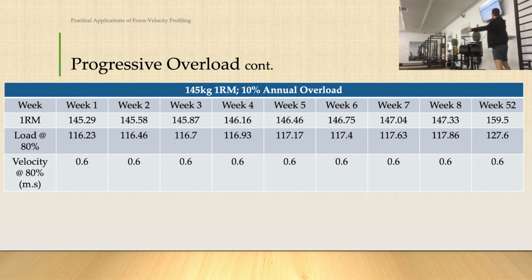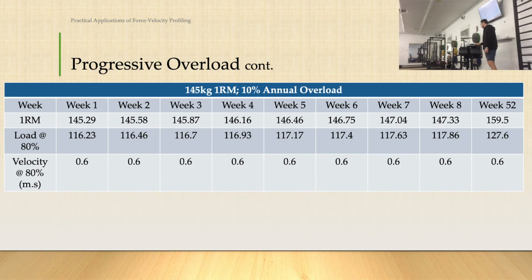All we ask them to do is just increase by a very small amount, 10% over that year, and all they're trying to do is just achieve that same 0.6 the whole year. Obviously that is not going to happen, you're not going to have a linear trend like that, it's just going to go up and down. But over the course of the year, if you keep improving or challenging them to go a little bit heavier but maintain the same velocity, you can potentially change their 1RM by a fair bit.